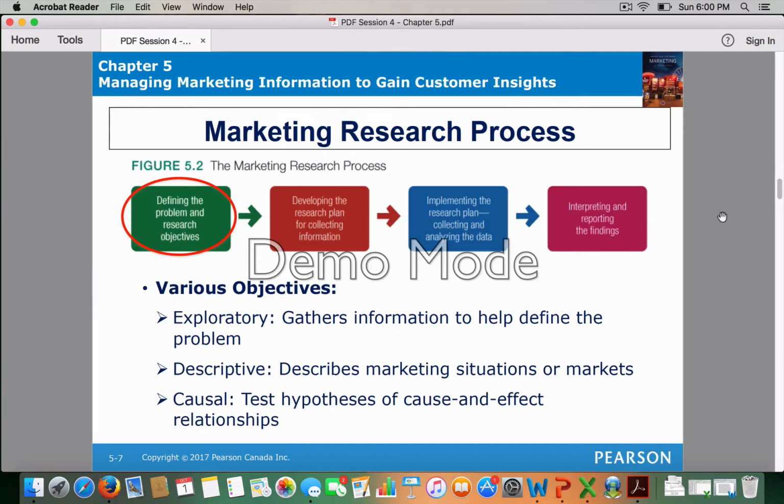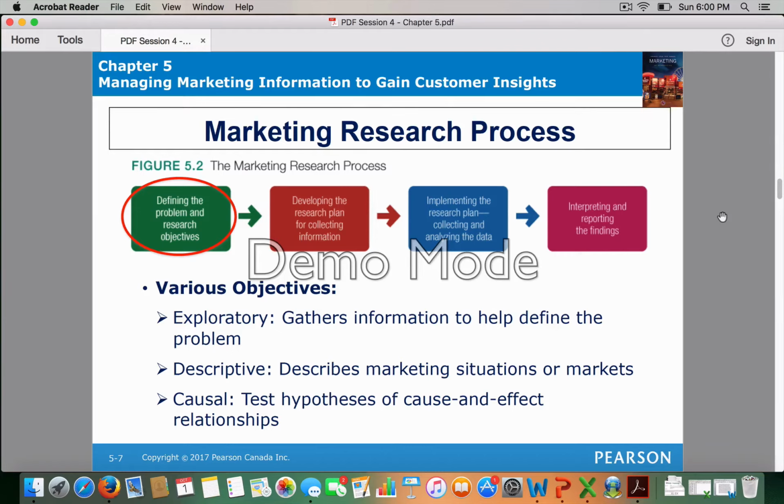There are various objectives of research. You can look to explore a situation. Exploratory research is all about gathering information to help you figure out what the problem is. So when you're exploring a phenomenon, you're exploring a certain situation because you want to learn more about it. You don't know a whole lot, and so that's what exploratory research is all about.